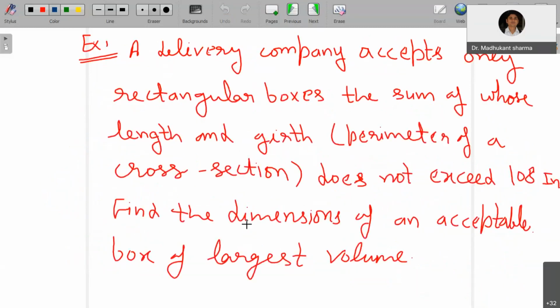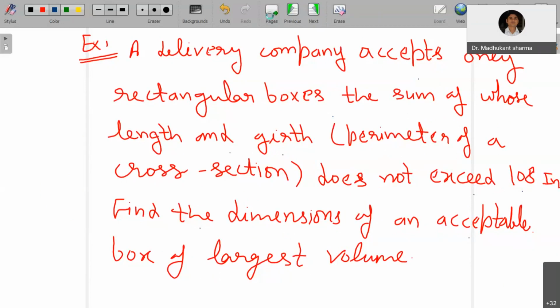Now let's have one more example which may look more realistic. Okay. So a delivery company accepts only rectangular boxes, the sum of whose length and girth (perimeter of a cross section) does not exceed 108 inches. Find the dimensions of an acceptable box of largest volume.